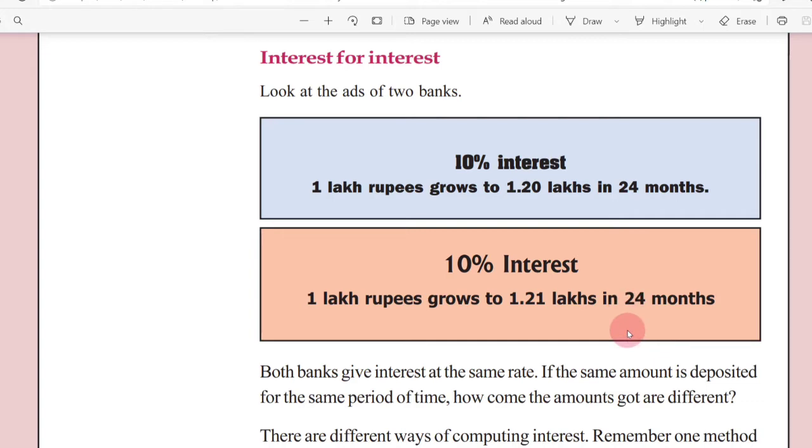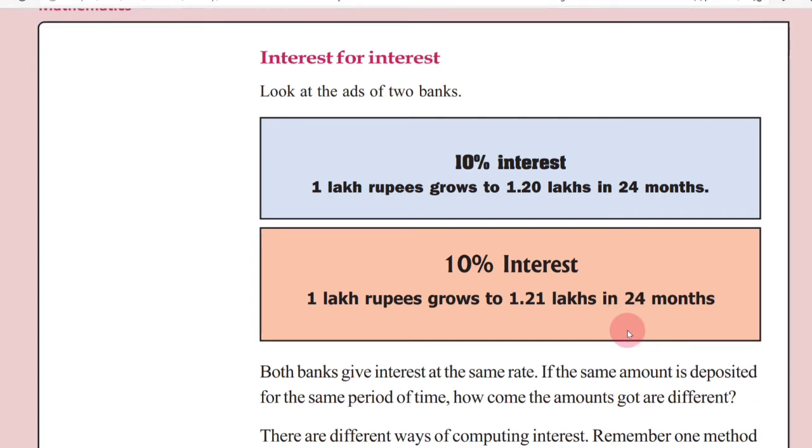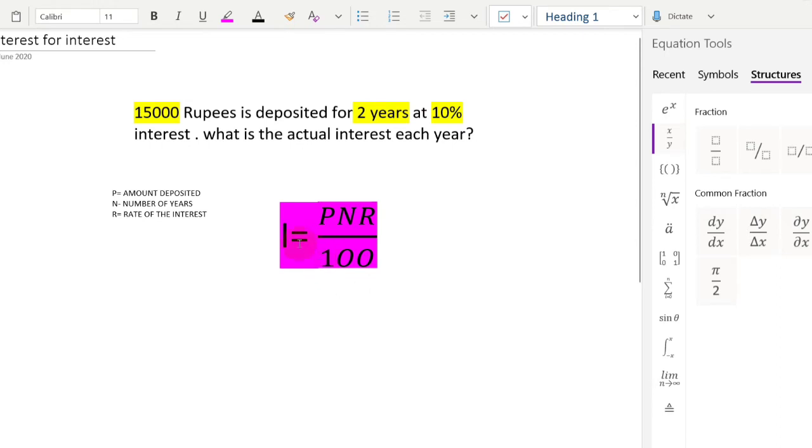Then what is the way of calculating interest in the two banks? Is there any difference? Yes, in 7th standard we have studied an equation to find the interest. Do you remember the equation? See, here you can see an equation. What is that equation? I is equal to PNR by 100.